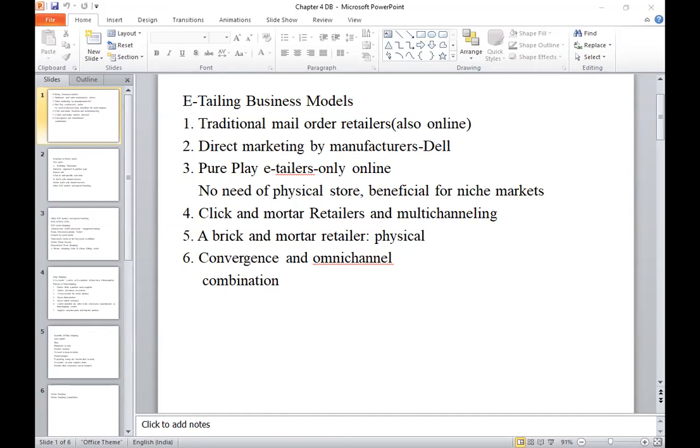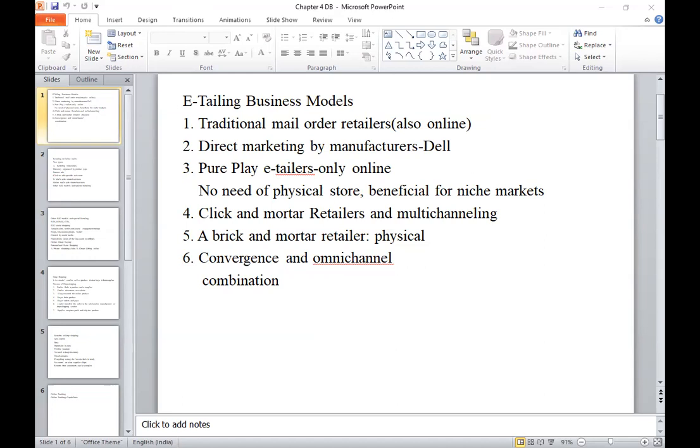So where the masses are not there, where the manufacturer or the company does not have masses as a segment, very few people are there, but still they are there, and the manufacturer or the service industry wants to cater to their needs. Then we say niche marketing. They also use this pure play or e-retailers, just only through online mode. They do not have any investments as far as the offline store is considered, only virtual marketing we can see here. The click and mortar retailers and multi-channeling.